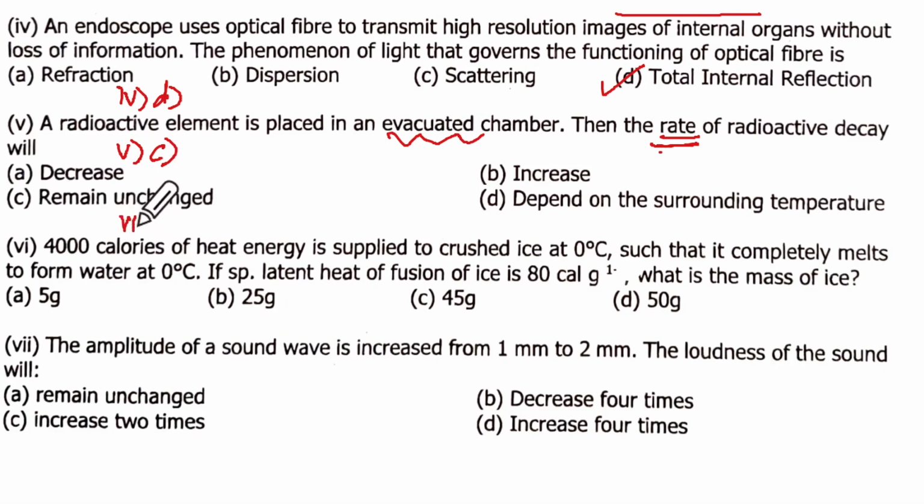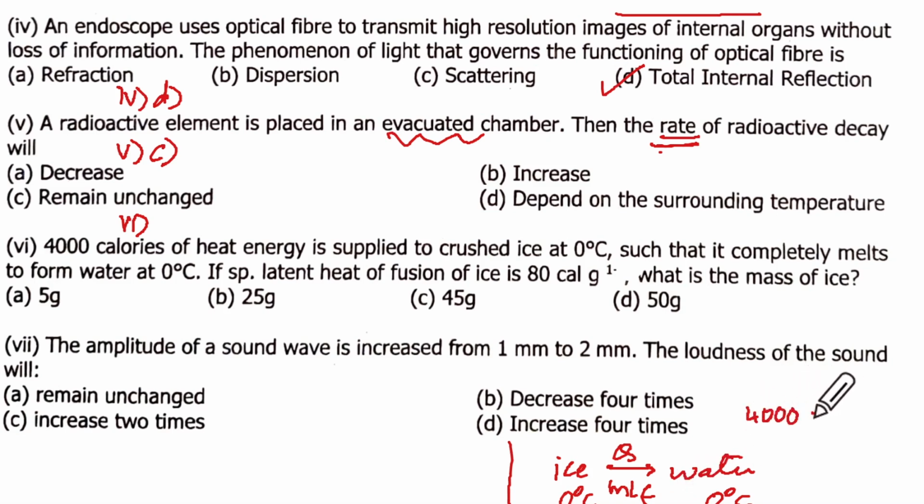We come to the sixth one. 4000 calories of heat energy is supplied to crushed ice at 0 degrees C such that it completely melts to form water at 0 degrees C. So I will show the working step here. Ice at 0 degrees C completely becomes water at 0 degrees C. So this will be Q equal to mLF, and this 4000 calories is equal to mLF.